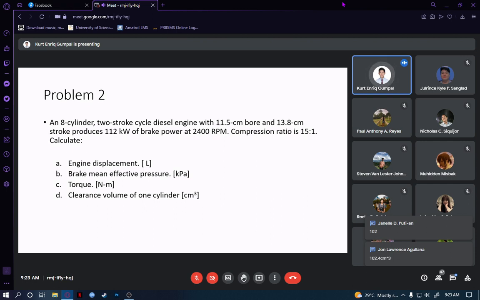Because you'll make mistakes in the exam. It's cm cubed. The answer is 102.4. Yes, correct. 102.4, either 41, 4, or 1. It's 102. Your clearance volume. Okay? Good, good. Very good.